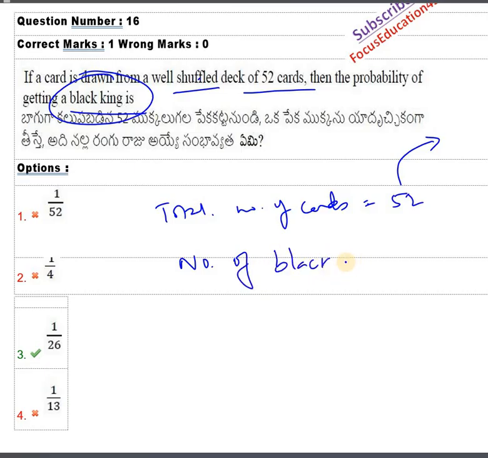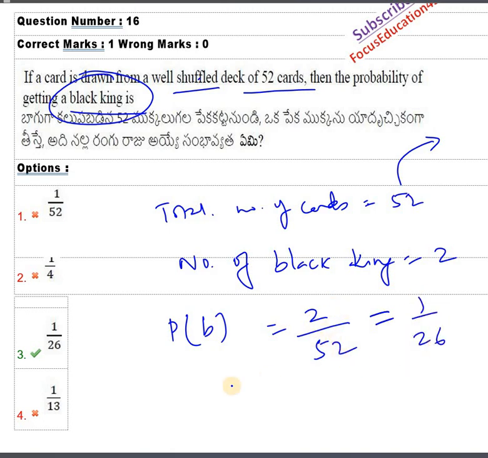The number of black kings: how many? 2. So what is the chance of getting a black king? 2 out of 52. Possible 2, total 52. Divide: 2 ones are 2, 2 twos are 26, so 1 by 26. So option 3 is correct.